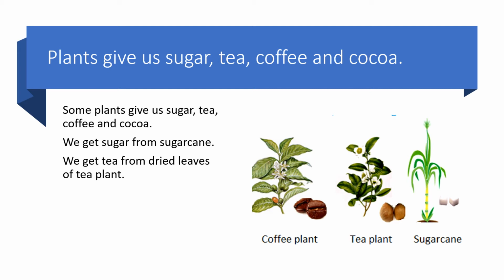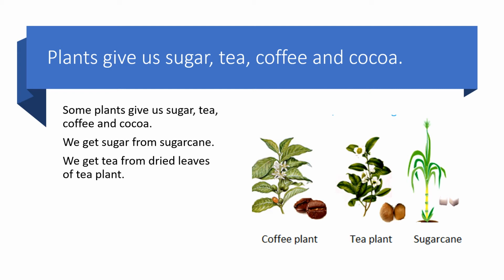Let us read. Plants give us sugar, tea, coffee and cocoa. Some plants give us sugar, tea, coffee and cocoa. We get sugar from sugarcane. We get tea from dried leaves of tea plants. And I explained about the coffee. Now let us learn the spellings here. SUGAR, sugar. TEA, tea. COFFEE, coffee. COCOA, cocoa. DRIED, dried.